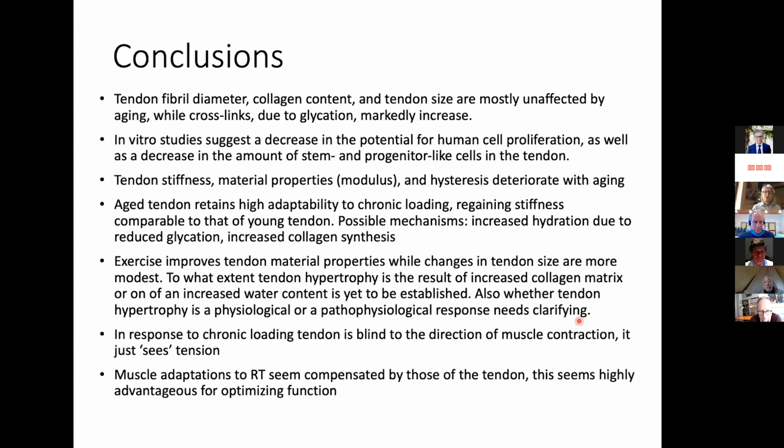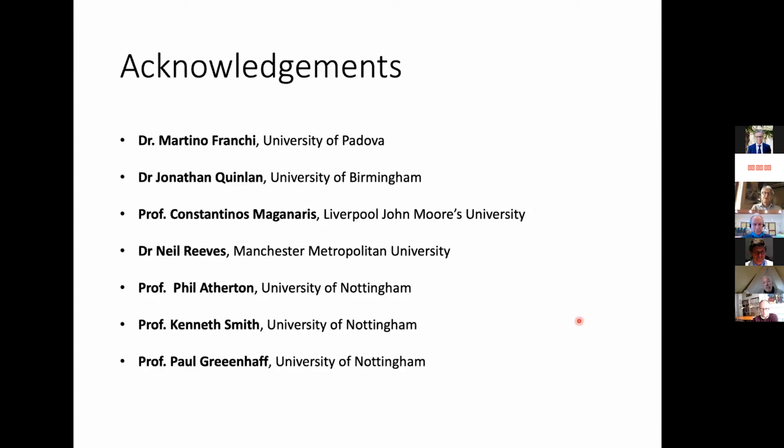In response to chronic loading, tendon is blind to the direction of contraction. It just sees the tension. So we are seeing that the adaptation of the tendon to eccentric and concentric loading is exactly the same. It just responds to tension. Lastly, muscle adaptation to resistive training seems compensated by those of the tendon. This seems to be highly advantageous for optimizing function. Thank you very much. And I'd like to also thank my collaborators and colleagues that contributed to these studies.